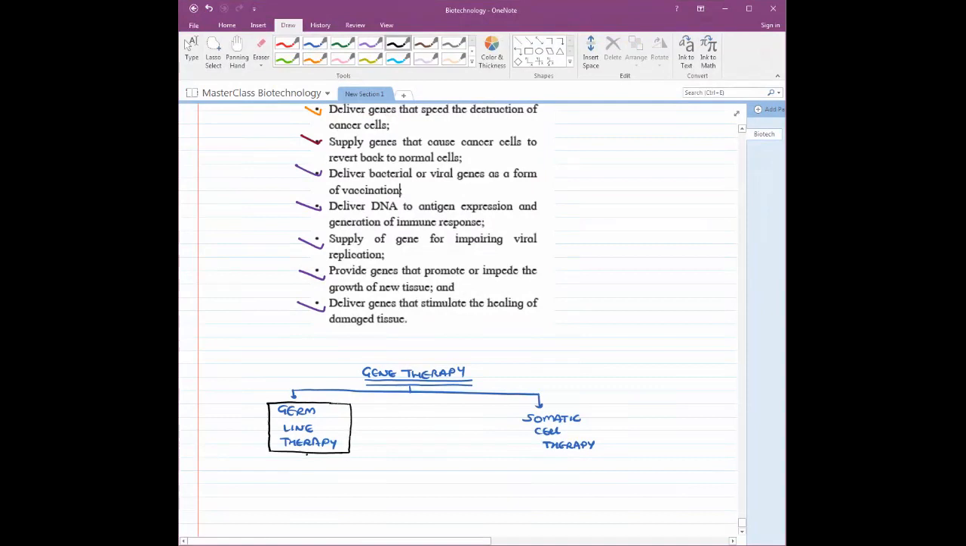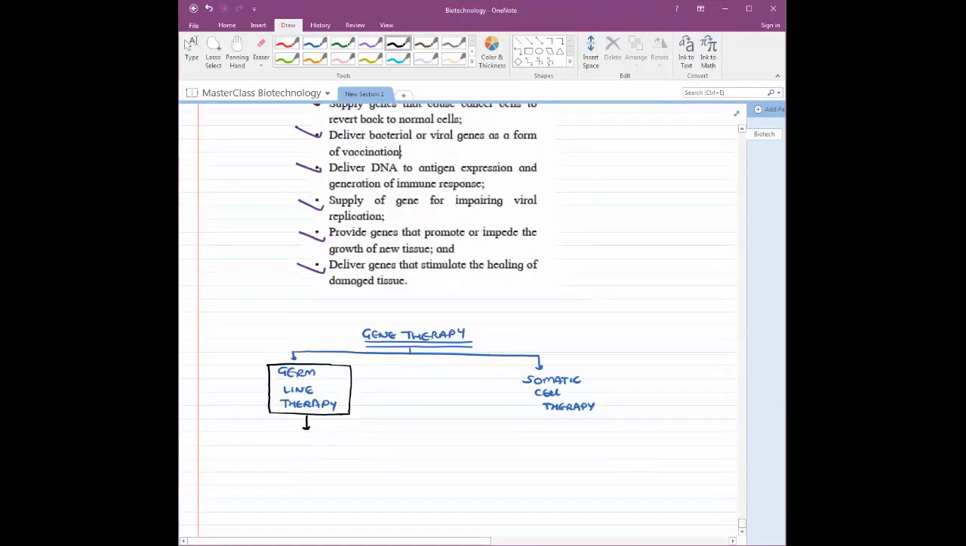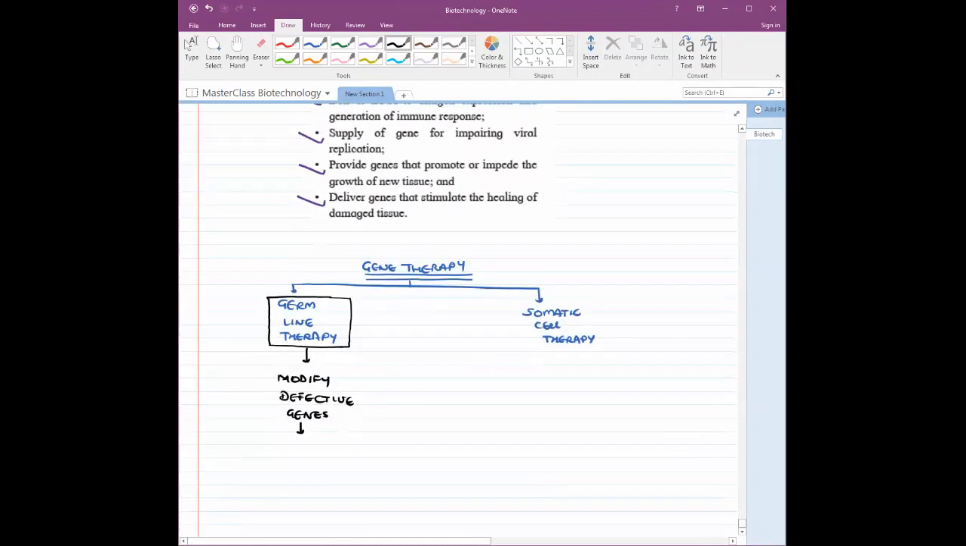So what is going to happen in germline therapy? We modify the defective genes, whatever the defective genes are, in the embryo itself. So either you target the embryo, or the sperms, or the ovum. Basically, you are going to target the germ line, meaning your initial stages of life itself.